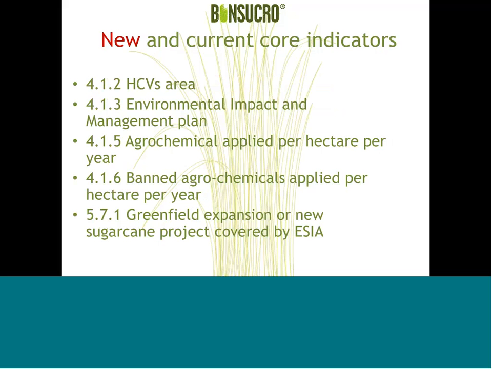On Principle 4, related to the environment, we've retained most of the current core criteria. HCV areas remain a core indicator. Environmental impact and management plan remains a core indicator. Quantity of agrochemical applied per hectare and per year remains a core criterion. Banned agrochemical applied per hectare per year is a core criterion. It's a new indicator in general, but it's a core criterion. And finally, Greenfield expansion of new sugarcane projects covered by an environmental and social impact assessment is and remains a core indicator.